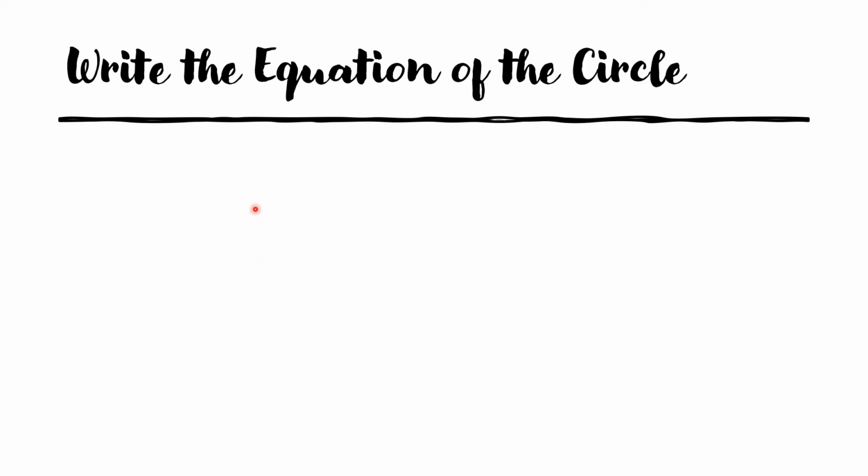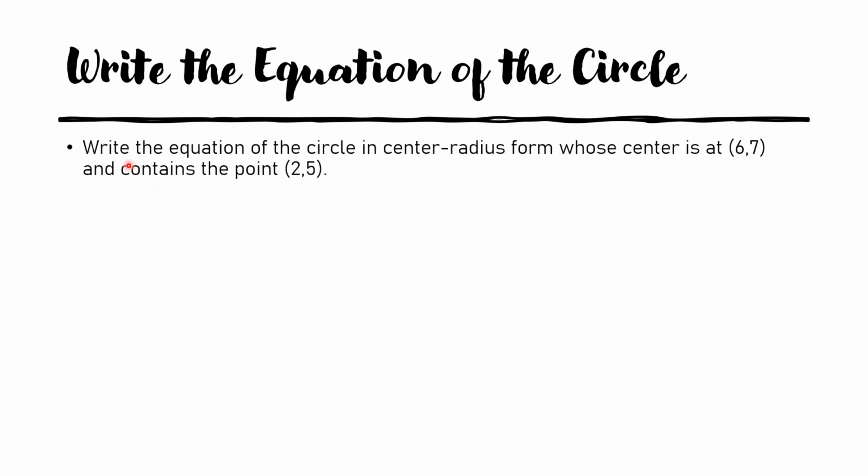Now let's write the equation of a circle. Let's have an example. Write the equation of the circle in center-radius form whose center is (6, 7) and contains the point (2, 5). Since wala tayong radius dito, meron lang tayong center which is (6, 7) at point on the circle which is (2, 5), we need to solve for the radius using the distance formula.